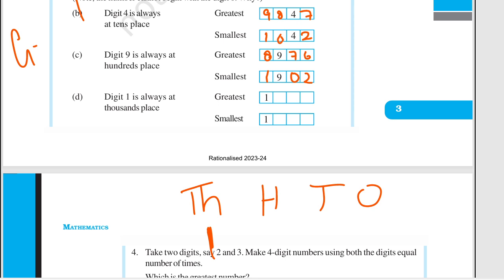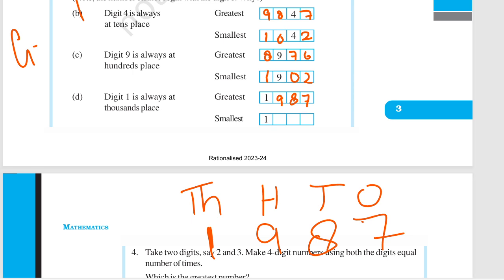Now we have to move towards the next digit. For the next digit, we have 9 as the greatest digit, so we will write down 9. Then the second largest digit, that is 8. We will write the third, that is 7. So the number we are getting is 1987. 1987 is the greatest number which we can make by using the four different digits. I hope you guys are understanding.